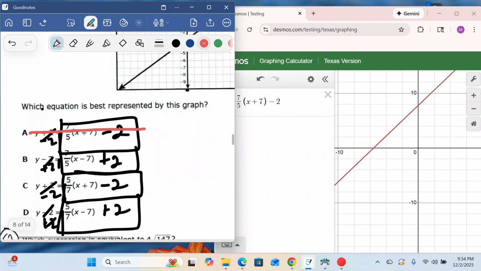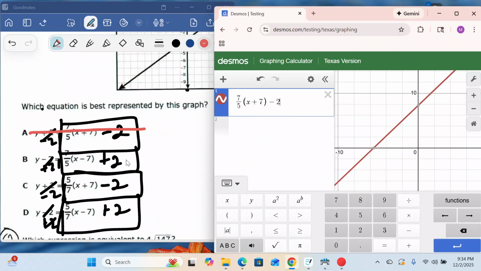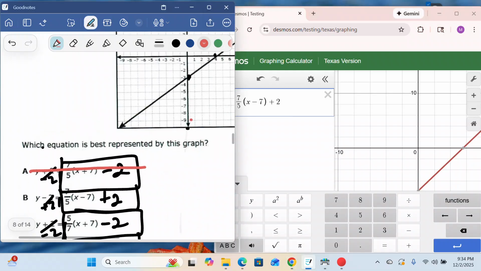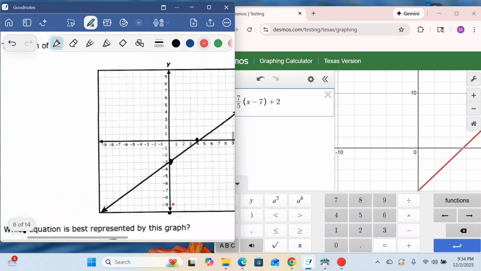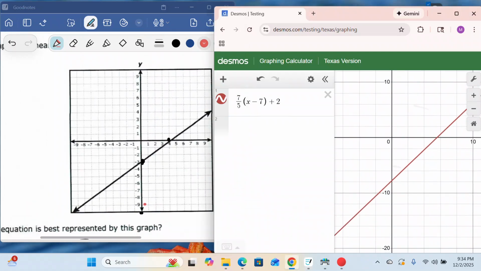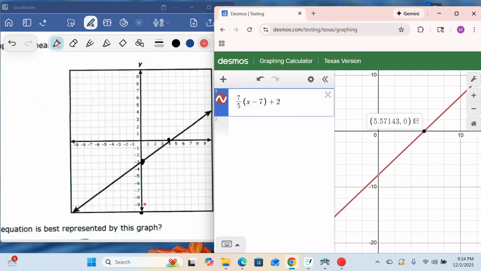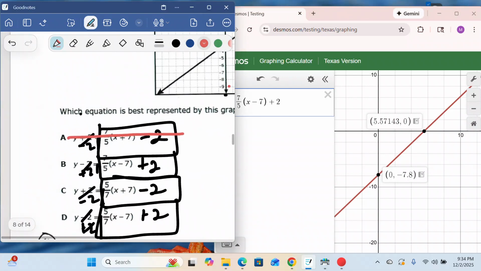The next one is 7/5. So for the time, I'm just going to go ahead and change this into a minus, and then make this into a plus because they're all similar. And I'm going to check, does it have a y-intercept of negative 3 and a 4? Nope. And nope. So again, that one is wrong. So this one is incorrect.